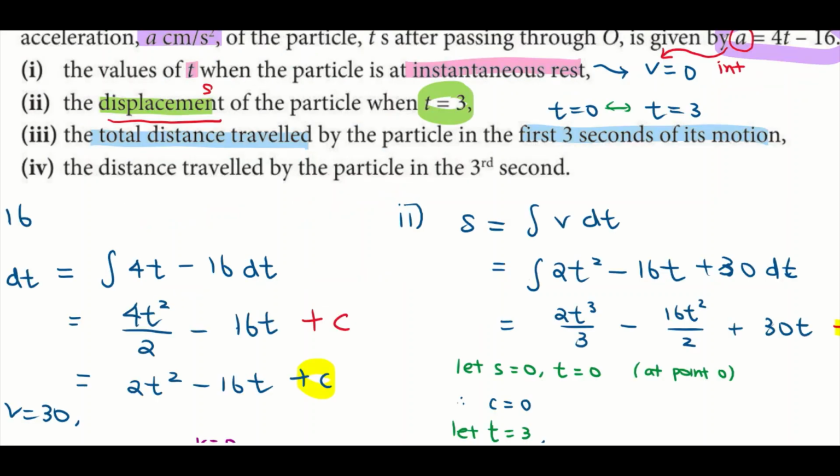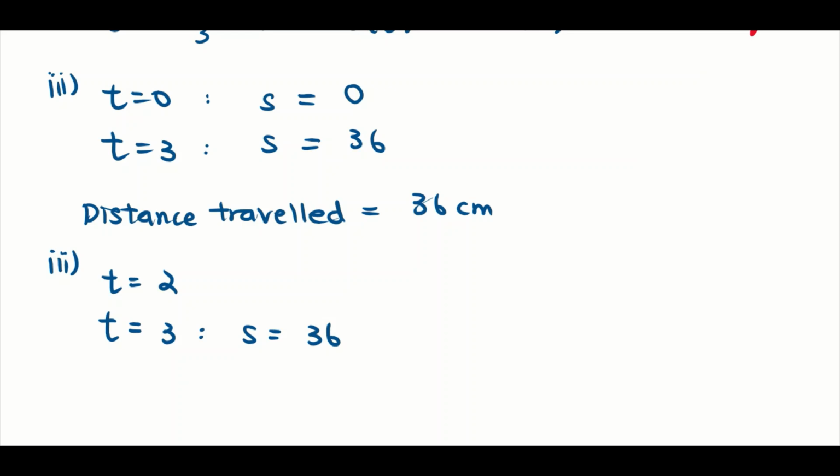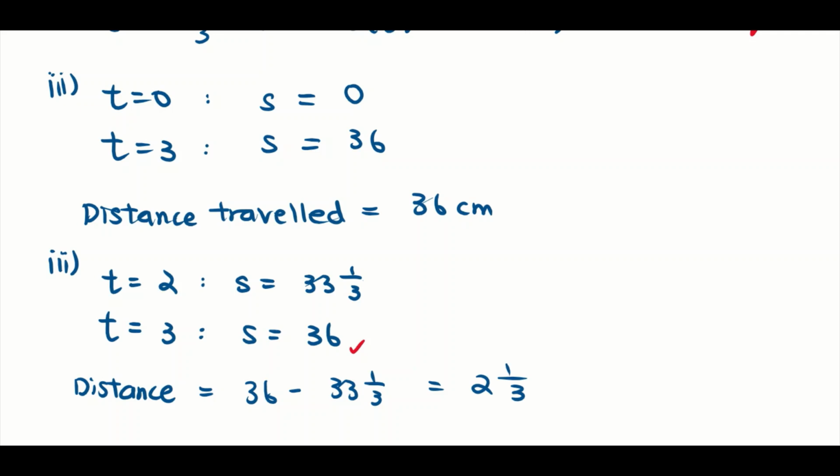Now for the last question, what is the distance traveled by the particle in the third second? In the third second, what it means is that I need to find two timings, t equals 2 and t equals 3. So let's take note of these two timings. At t equals 2, my displacement would be 33 1/3. And we've already found the displacement for t equals 3, which leaves that I need to find the distance traveled, which is 36 minus 33 1/3. The answer would be 2 1/3 cm.